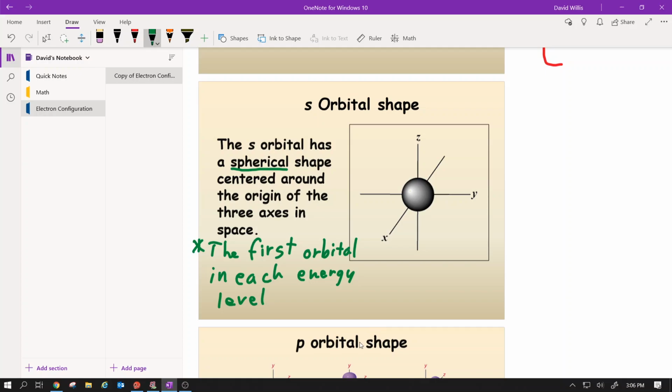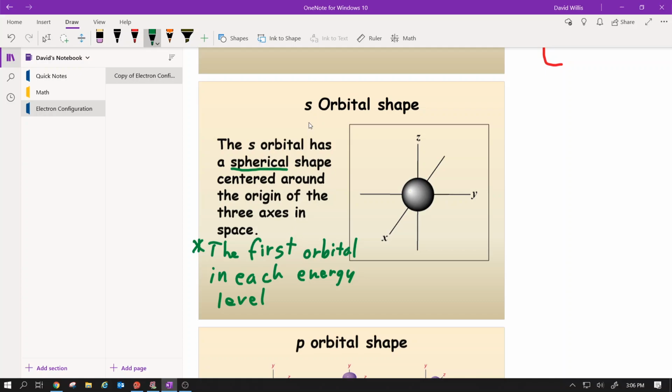Oh, my goodness. I wonder why I don't have the ink to text availability, because I definitely feel like I need to circle this and click that so that it will make those into nice, neat letters. Sorry about that.